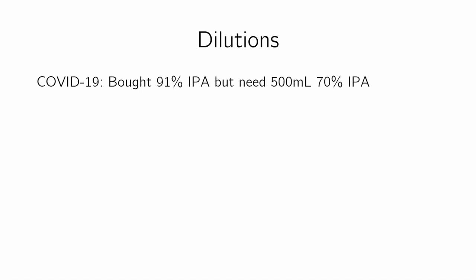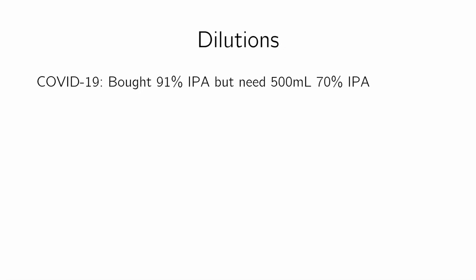91% is not as effective at killing germs as 70%, and that's true. 60 to 70% is what they recommend for killing germs. Anything higher than that doesn't have enough water to actually do the job. So you actually need some water to do that. If you don't have enough, it won't work. So you need 70% isopropyl alcohol.